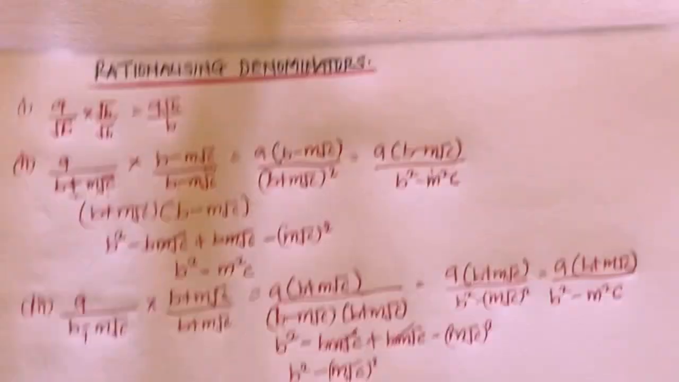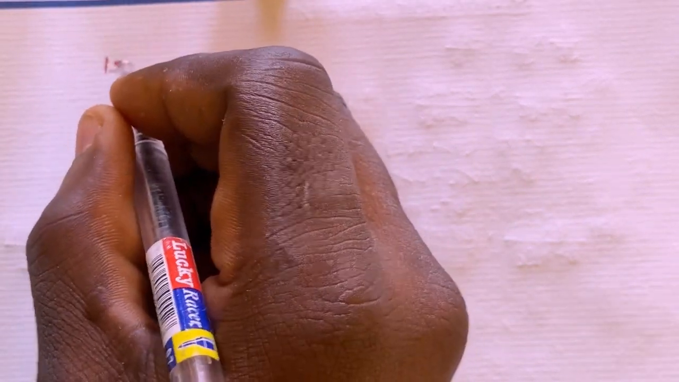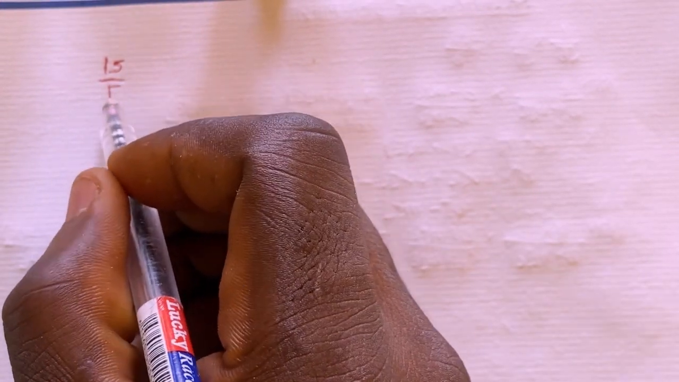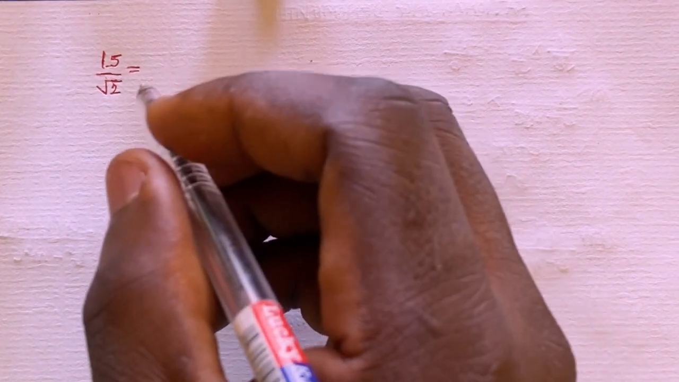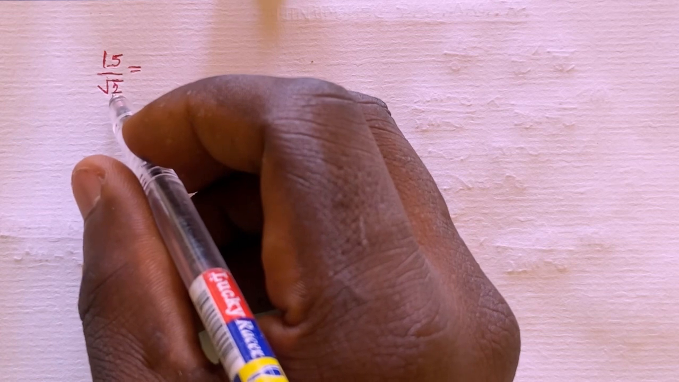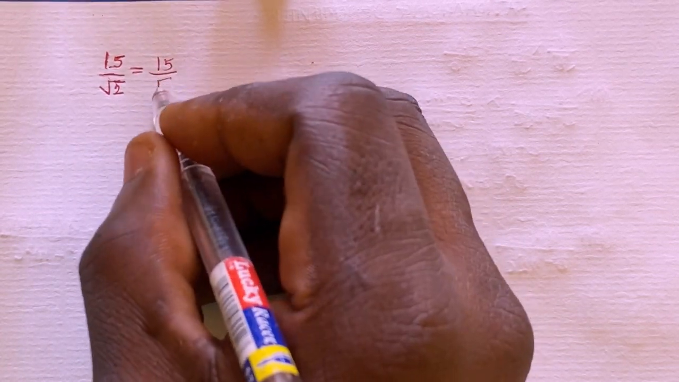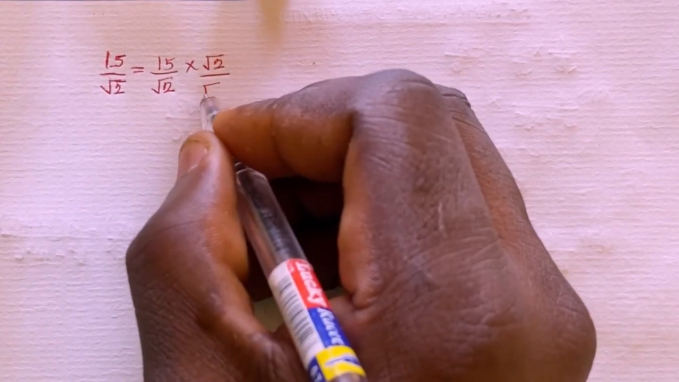Now let's check some examples. Find the rational expression for, let me just take the first one. Let's say you are given 15 divided by root of 2. You're asked to rationalize this expression. It's very simple. First, you just need to notice that you are going to rationalize the root of 2. Then here you're going to have 15 divided by root of 2, then multiply by root of 2 divided by root of 2.